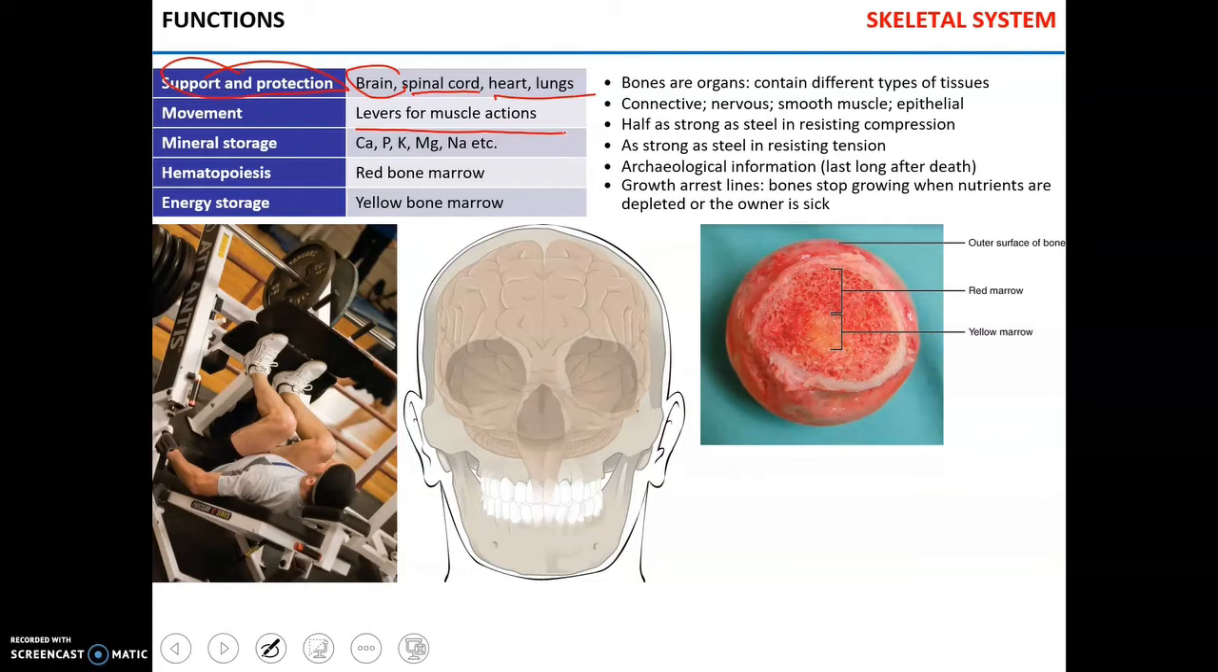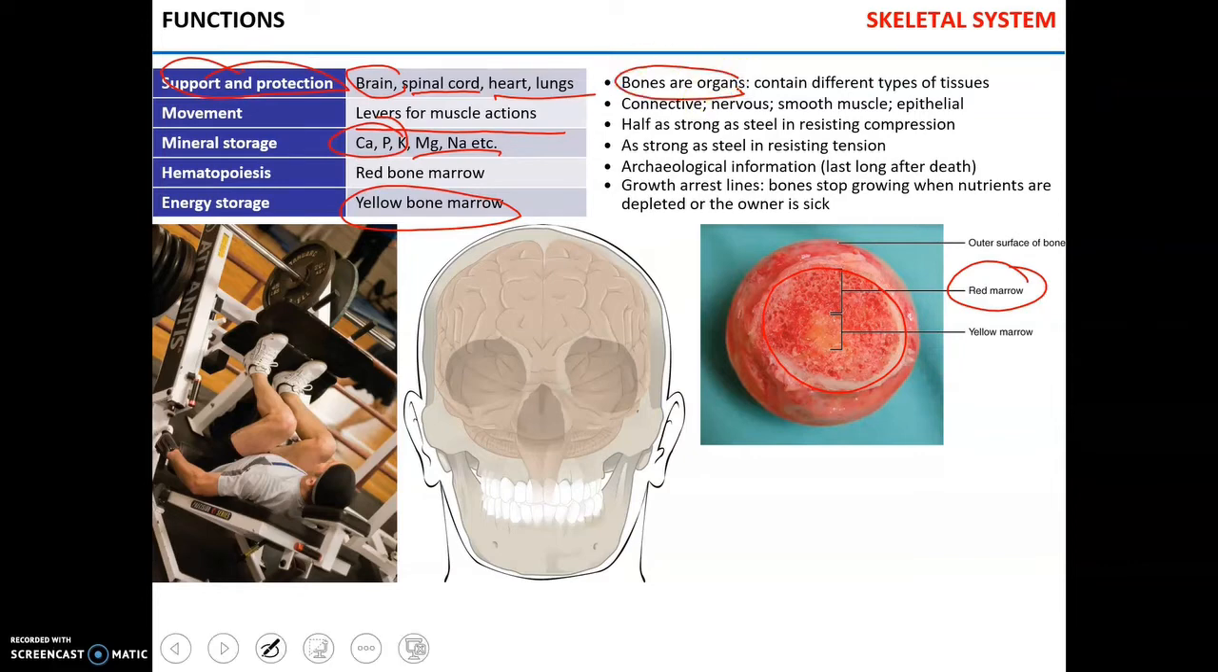Bones store minerals, first and foremost calcium and phosphorus, also potassium, magnesium and sodium. It is absolutely critical for hematopoiesis. Red bone marrow in the center of the bone essentially produces all blood cells. And in adults, bone also participates in energy storage. The medullary cavity of a bone in adults stores yellow bone marrow.